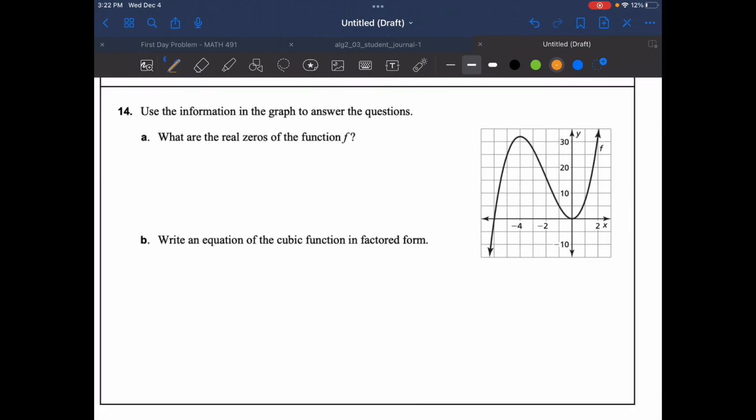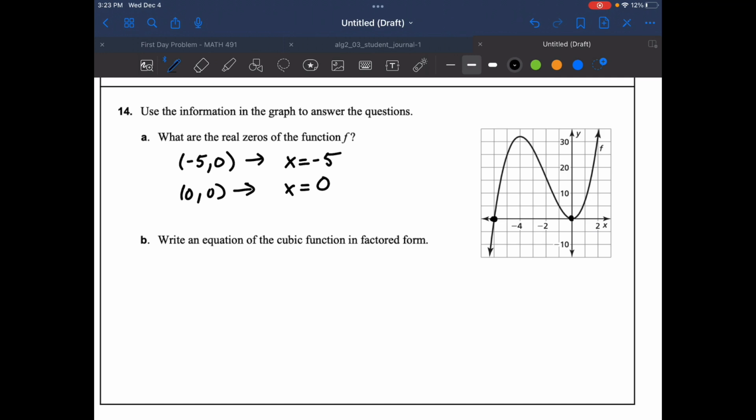So we're going to talk about that one later. All right, use the information to answer the questions. So what are the real zeros? So we have one here, we have one here, right? So that means that we have 1, 2, 3, 4, 5. So we have negative 5, comma 0, or we can write that as x equals negative 5. And then we've got 0, 0, or x equals 0, right?